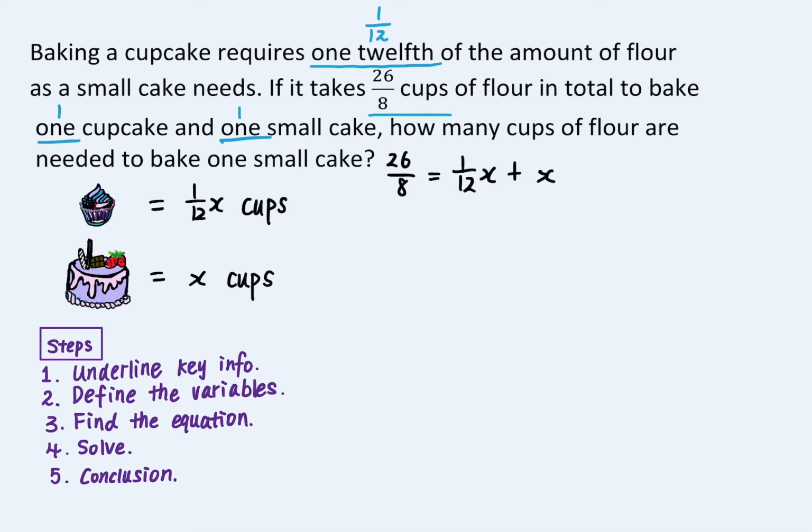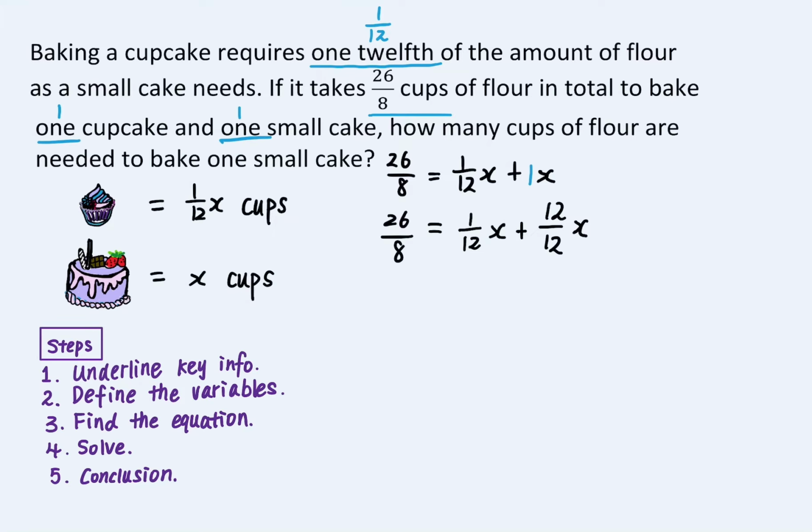Now the question comes down to how do we solve this equation? We have two x terms and they're like terms, but we have fractions here. So 1/12x plus x, the second x, the coefficient can be seen as 1, so x is equal to 1x. I can rewrite 1 as a fraction, and in this case, just to make the calculation easier, I'm going to make the denominator 12, and 1 is equal to 12/12.